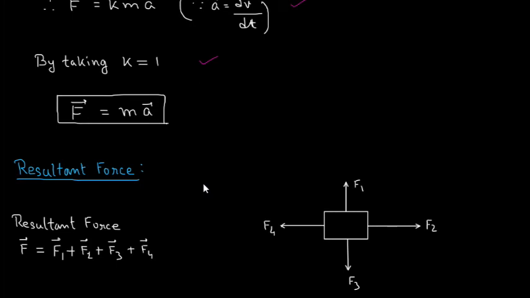Now let us see what is resultant force. When two or more forces act on a body simultaneously, then a single force which produces the same effect as produced by all the forces acting together is known as resultant force. Therefore, say F1, F2, F3 and F4 are acting on a body. Then the resultant force F is equal to F1 plus F2 plus F3 plus F4.